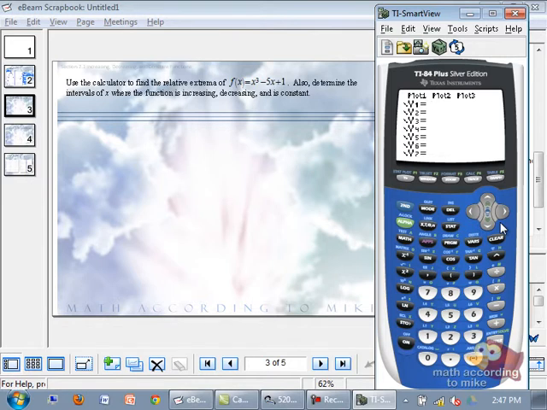So our first goal is to get that function into the calculator. So x raised to the third minus 5x plus 1.